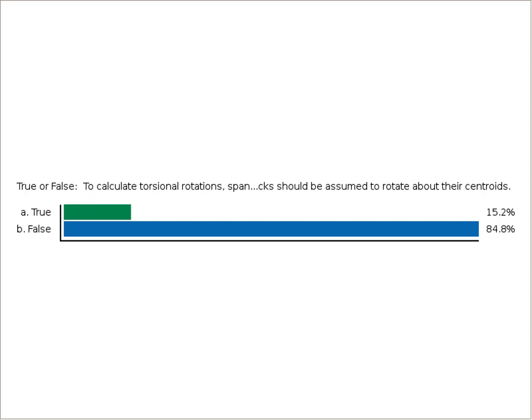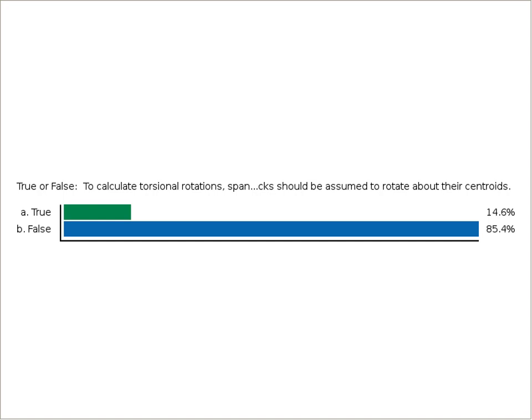So looks like most of the results have come in. So we'll go ahead and close the poll. And Alec, it looks like about 85% of the class agrees that that is a false statement. Did they get that question right? Yes, they did. False is the answer that we were going for here.